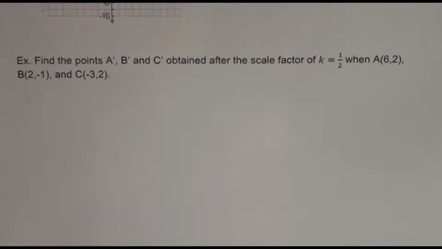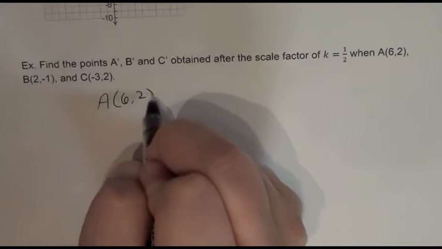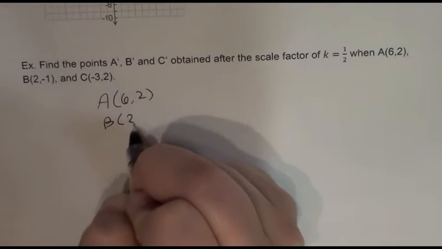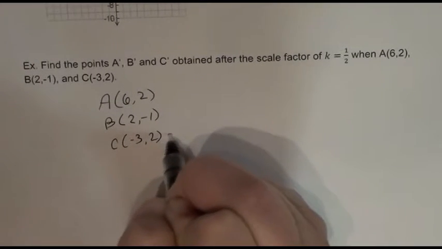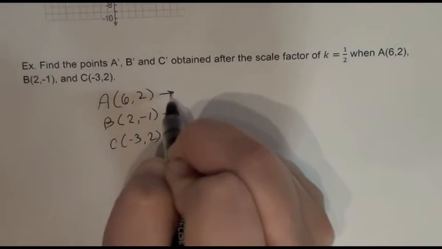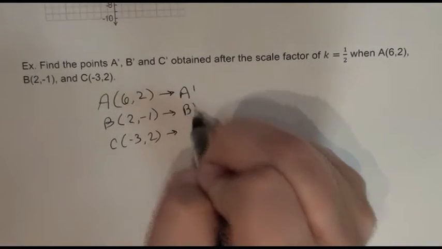Now you might also be asked to do the same thing, but with only points. So find the points A prime, B prime, and C prime obtained after the scale factor of K equals 1/2, when A is (6, 2), B is (2, -1), and C is (-3, 2). We're going to handle this one the same way as before. The only difference is we don't have to graph them this time. So it's actually faster. We take A, B, and C, and they're going to create A prime, B prime, and C prime.